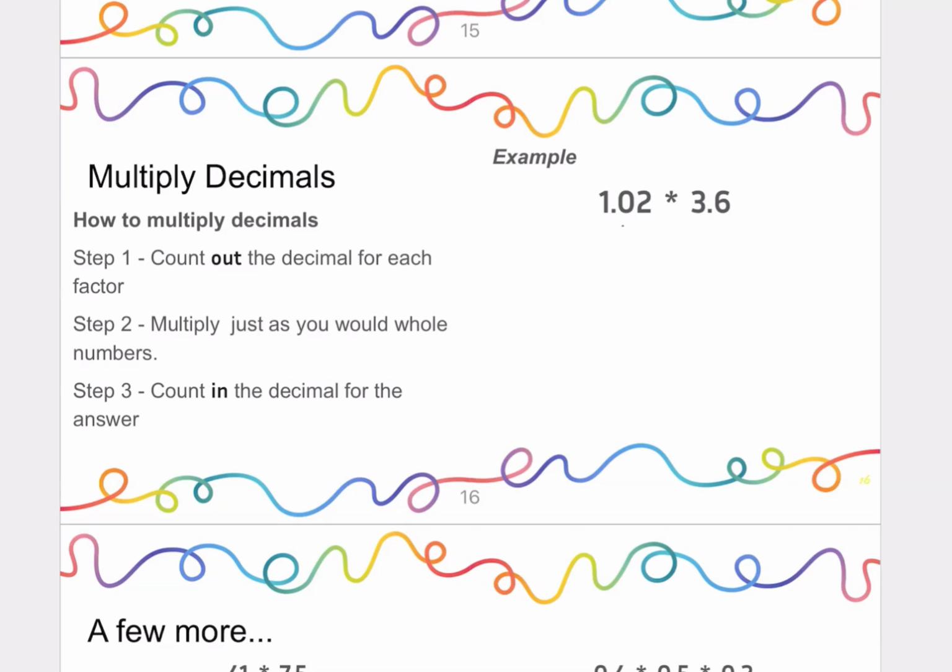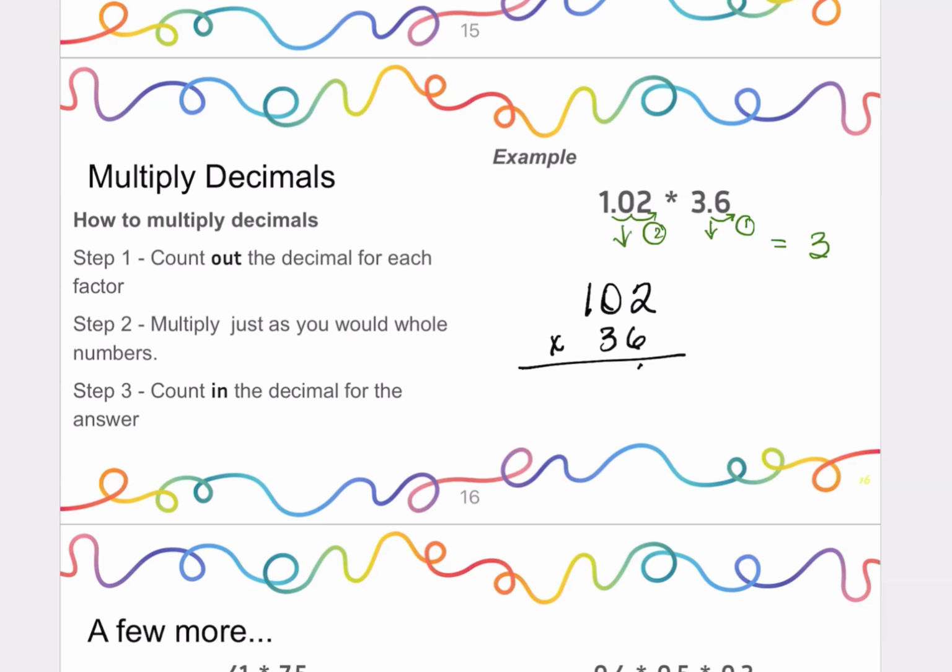So for this first problem, we want to count out the decimal. That means that decimal has to cross 1, 2 spaces in order to get out of that problem. For 3.6, that decimal has to cross 1 space to get out of that problem. So essentially, it took us 3 spaces to move that decimal completely out. And when we move that decimal out, we have 102 times 36. Now from here, we're just going to multiply as if these are whole numbers.